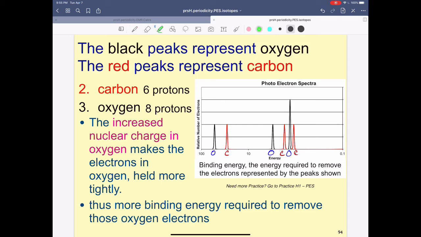And so the important issue would be the number of protons in oxygen compared to carbon. Because oxygen has an increased nuclear charge, that means that the oxygen electrons will be held more tightly, a higher binding energy, and that means that it's more difficult to remove, putting oxygen to the left, which would correspond to more energy required.